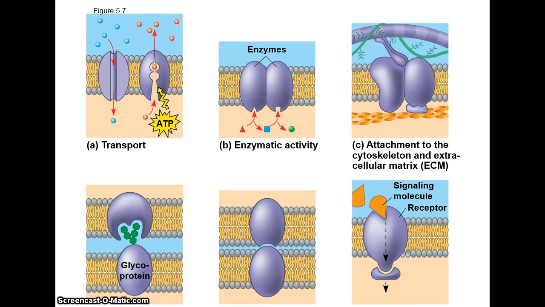Okay, and this is just a diagram. We went through all of these: transporting stuff, enzymes, attachment, glycoproteins, joining cells, and then receptors. Finally, to finish this up, what can and can't pass through the membrane.